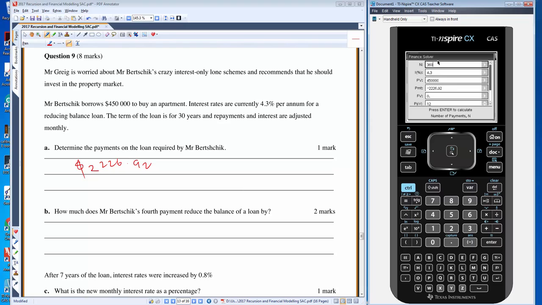Now we're going to work out the value of the loan after 3 iterations. So let's look at the future value there, which is 448,150.13. That's after 3, so we've done this 3 times. Now we're going to do it a 4th time, or work out what the value of the loan is after 4. And there it is.